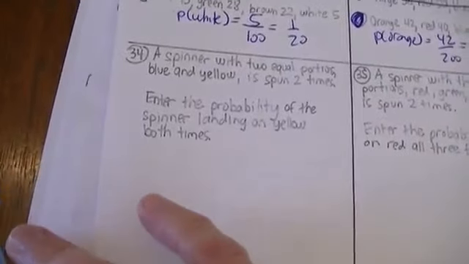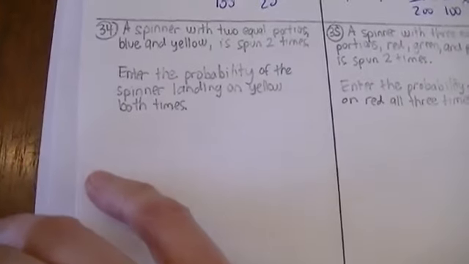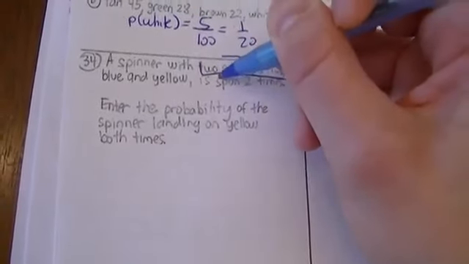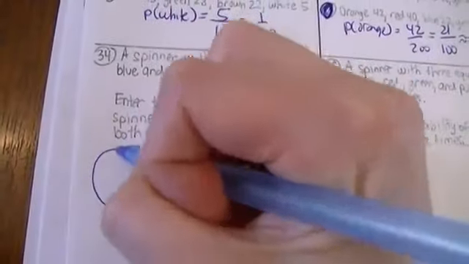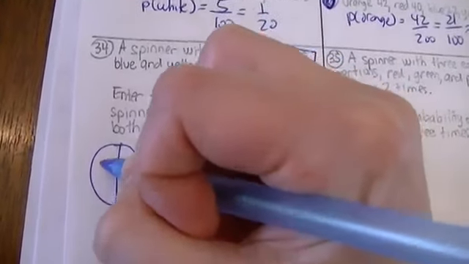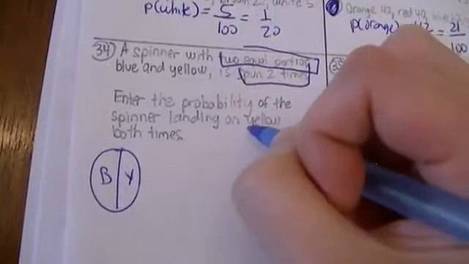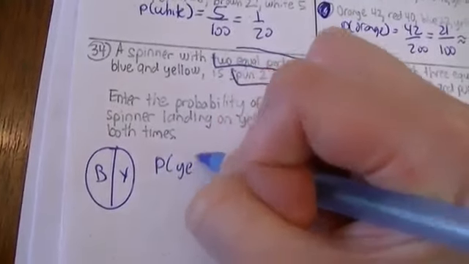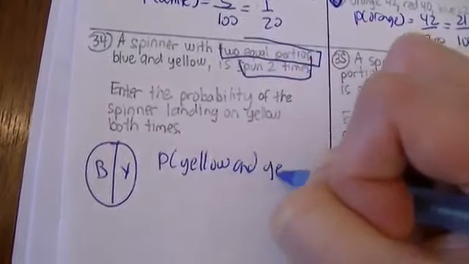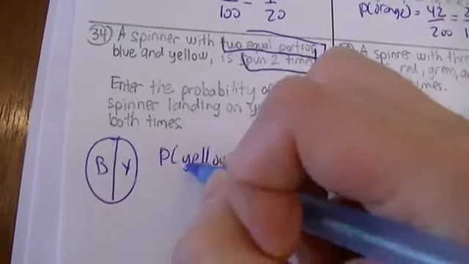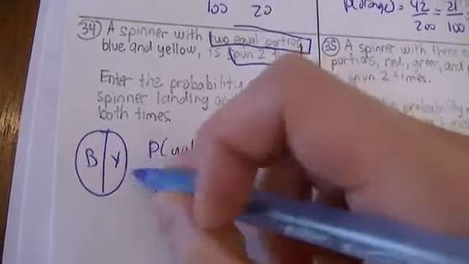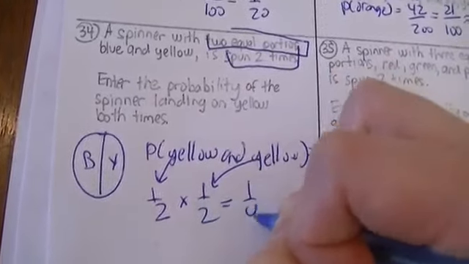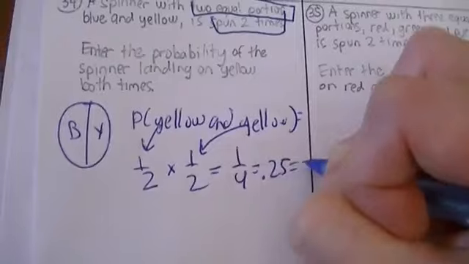Okay, a spinner with 2 equal portions, a blue and yellow, is spun 2 times. So it's got 2 equal parts, and it's spun twice. Enter the probability of the spinner landing on yellow both times. So I'm just going to draw a quick sketch here. Pretend those are 2 equal portions, blue and yellow. And I want to get yellow both times. So probability of getting yellow and yellow. So the probability of getting yellow is 1/2, and "and" means multiply in probability. Probability of getting yellow is 1/2. So it's 1/4, or 25 hundredths, or 25%.